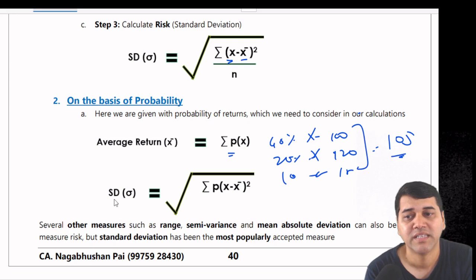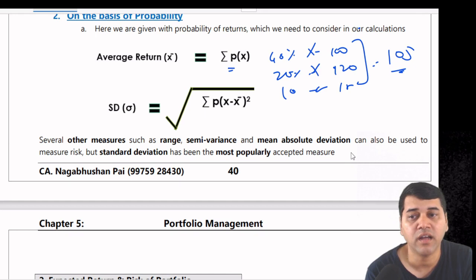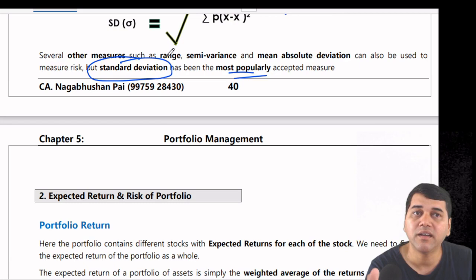square. Several other measures are also available, okay: range, semi-variance, mean absolute deviation, etc. But the market uses standard deviation, which is the most popular one. People understand standard deviations better. Okay, so with this, we will solve the problems.